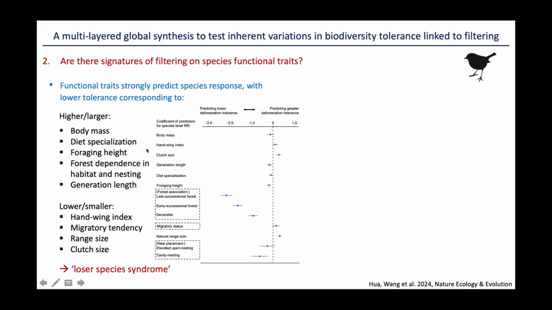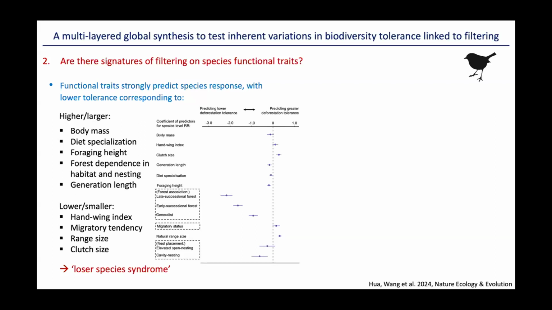In short, species that tend to be more sensitive to agricultural deforestation tend to have larger body mass, be more specialized in their diet, and forage at a higher height. They also tend to have a stronger dependence on forest ecosystems for habitat use and nesting. And they tend to have greater generation length, meaning that in terms of life history, they're the slower species.